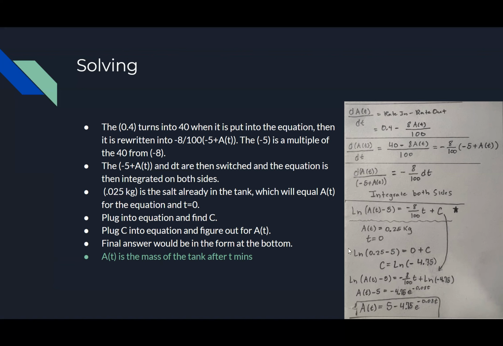So that leads us down over here where C will equal ln negative 4.75. And once you figure C out, you want to plug that back into this equation up here. And that's when we're going to solve for A of t. And for the A of t, we got 5 minus 4.75 e to the negative 0.08 t. And that will be your answer for part A right there.